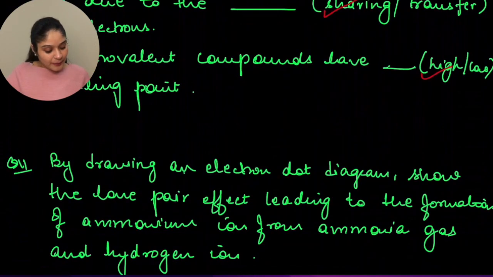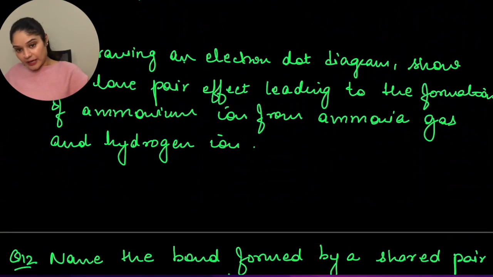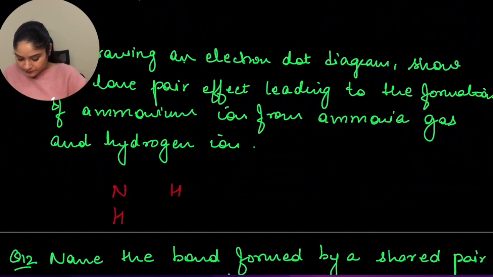Now they are saying, by drawing an electron dot diagram, show the lone pair effect leading to the formation of ammonium ion from ammonia gas and hydrogen ion. Okay, let's draw this one. First of all, you have to draw the ammonium ion. You'll have a nitrogen here, with hydrogens around it, and a slight positive charge which you are adding in your ammonia. So this is sharing electrons, and you can make the bonds like these.